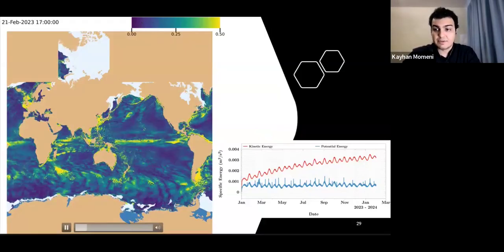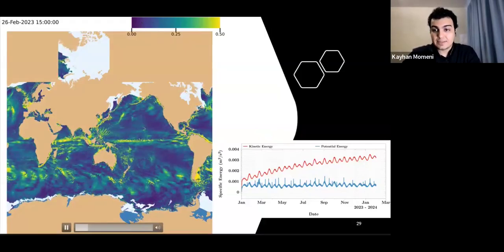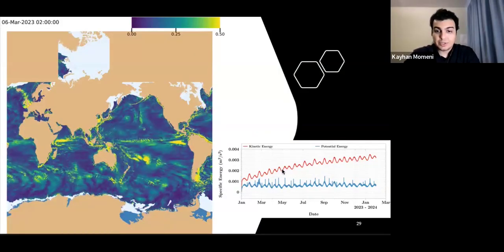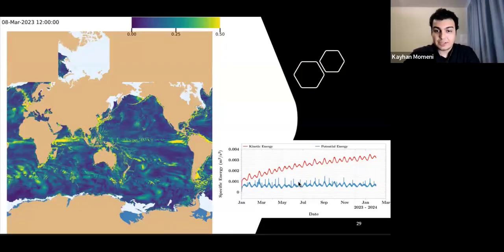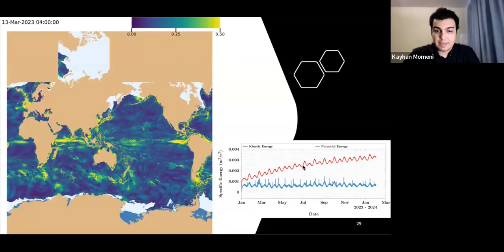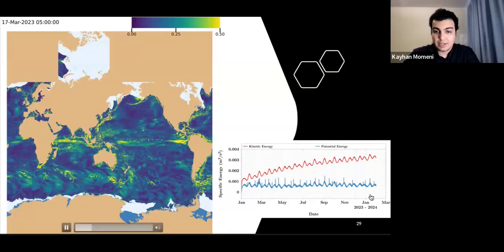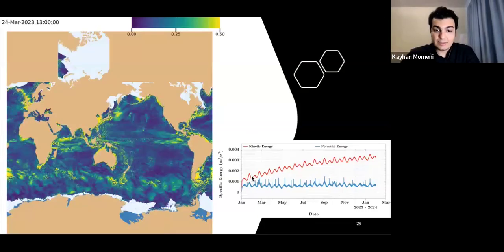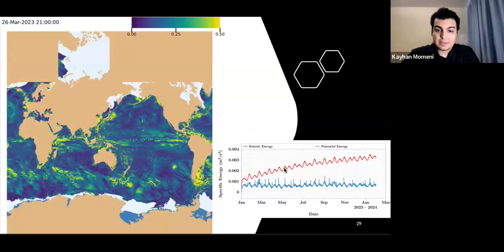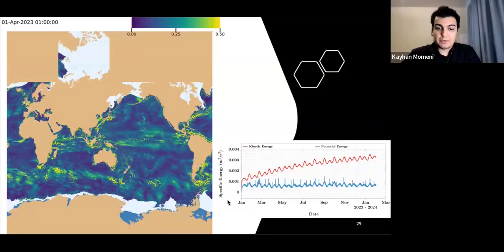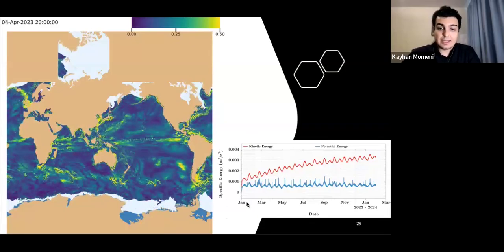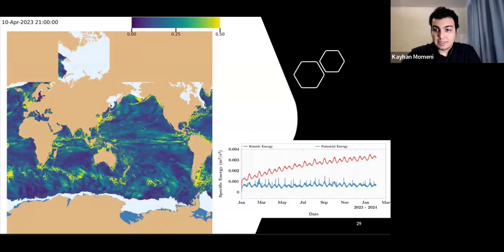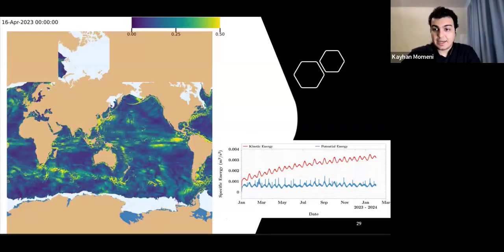This model starts from rest, and as it integrates forward, it spins up and gains kinetic energy. You can see the evolution of both kinetic energy and potential energy, but pay particular attention to the kinetic energy on this plot. This shows how kinetic energy first oscillates, which is due to the tides, but there is also an upward trend as we integrate over nearly a year-long duration. So this shows that the model is spinning up and is gaining kinetic energy.